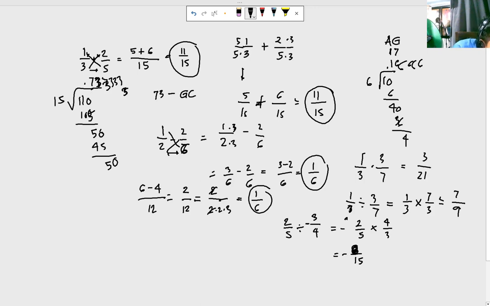So, that is multiplication and division of fractions. That is topic number 4. Sige, I'll cut.